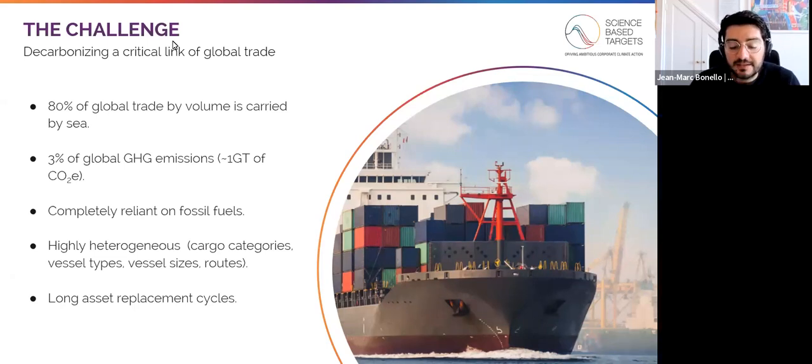Having said that, it is one of the industries that is completely reliant on fossil fuels at the moment. Very little of the long route deep sea shipping especially has anything other than fossil fuels. And it's also highly heterogeneous. So it is a very diverse industry in terms of the cargoes, the routes it operates on, the vessel types and sizes also, which makes it quite complex to decarbonize.